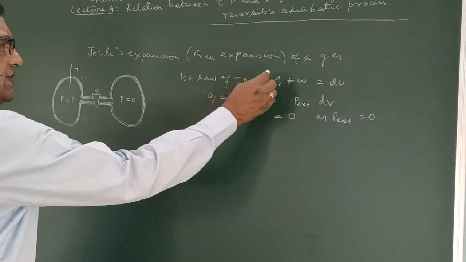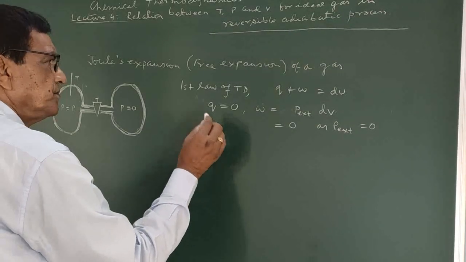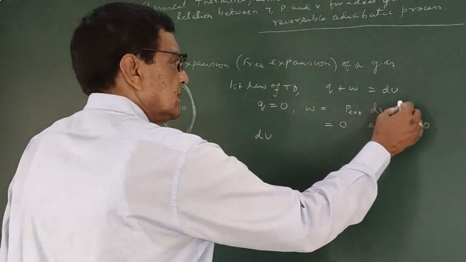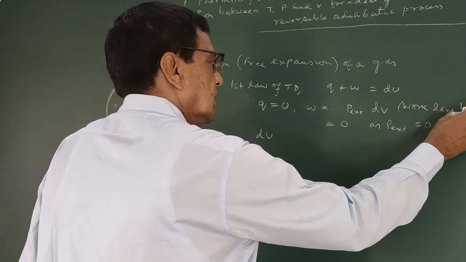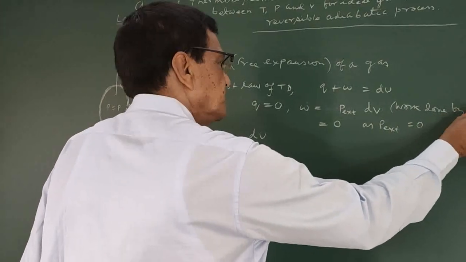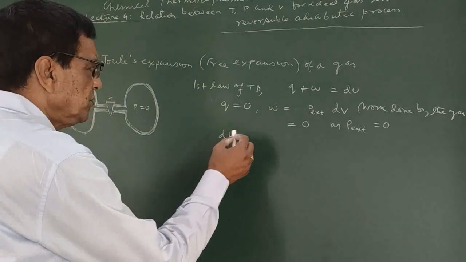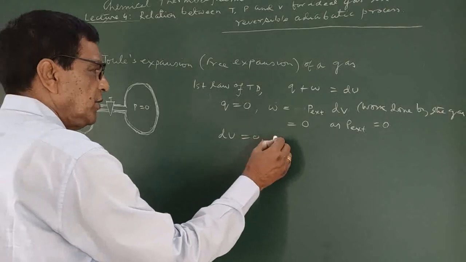So you can see this one is 0, this one is 0, so dU, this is work done by the gas, so dU is also equal to 0. This one 0, this one 0, dU equal to 0. So U is constant.